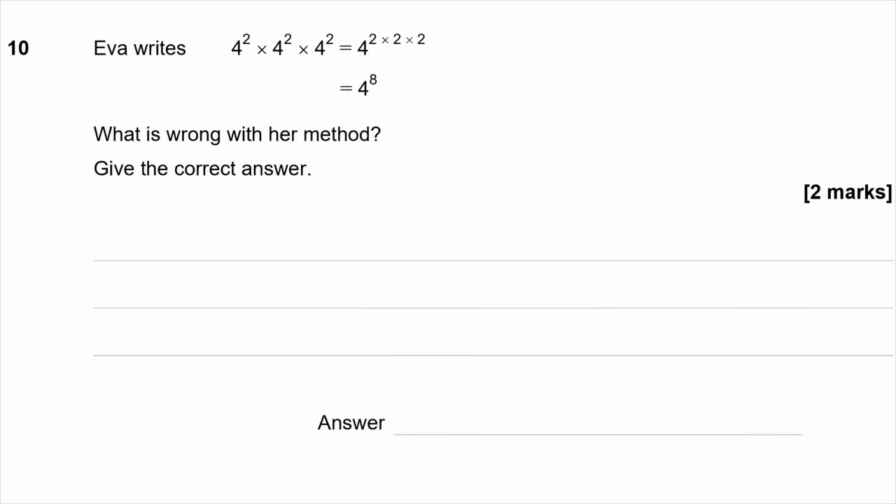Now obviously when you've got numbers with the same base and you multiply them together, you add the indices, you don't multiply them. So give the correct answer. Well, it should be 4 squared times 4 squared times 4 squared is equal to 4 to the power of 2 plus 2 plus 2, which is 4 to the power of 6.